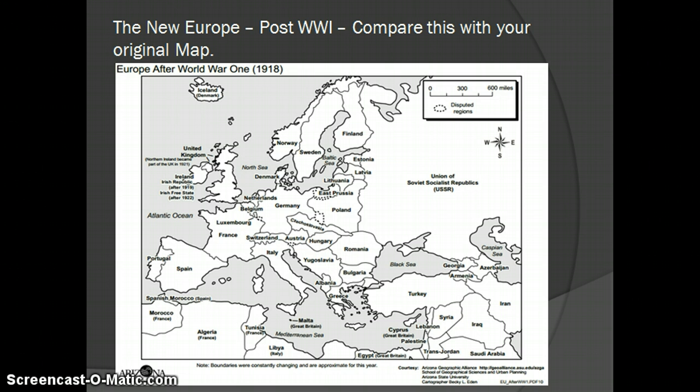As you notice, France is the same size, Great Britain is the same size because they won the war. Serbia actually got a lot bigger. It's just referred to as Yugoslavia now and encompasses several other ethnic groups. Okay. Now back to your graphic organizer.